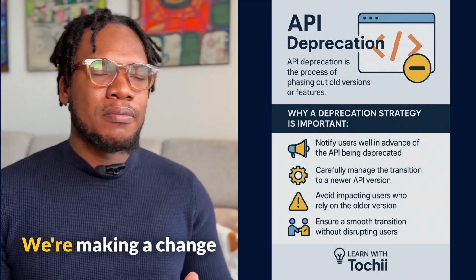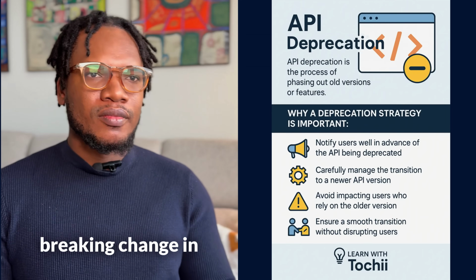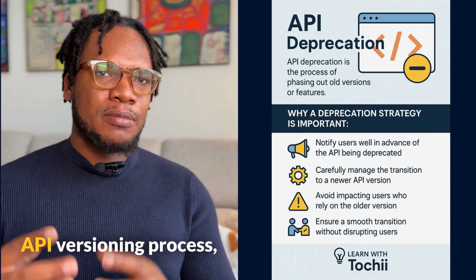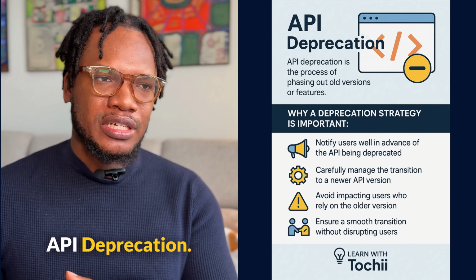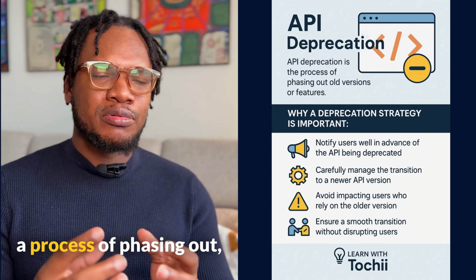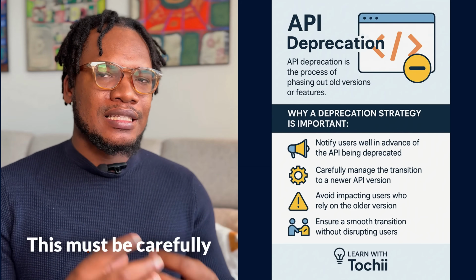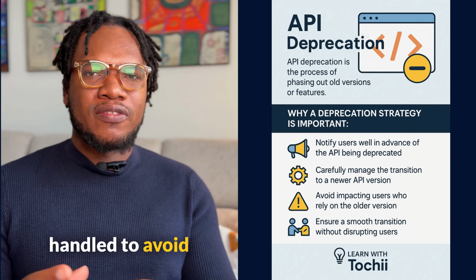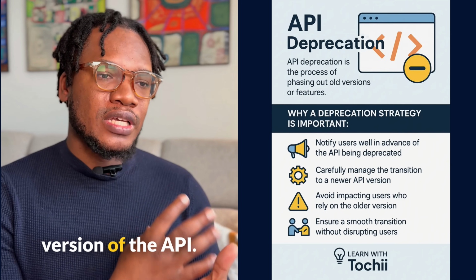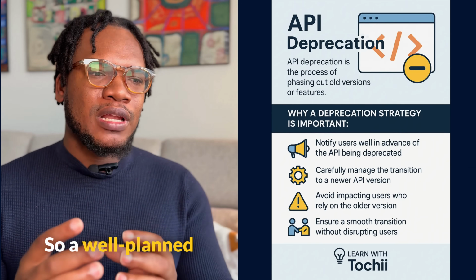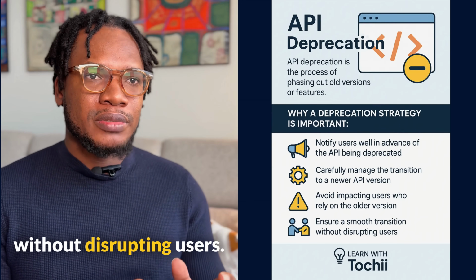Let's keep going. We're making a change that is known as a breaking change. In order to complete that API versioning process, there is a process called API deprecation. API deprecation is a process of phasing out old versions or features. This must be carefully handled to avoid impacting users who rely on the older version of the API. So a well-planned strategy needs to ensure a smooth transition without disrupting users.